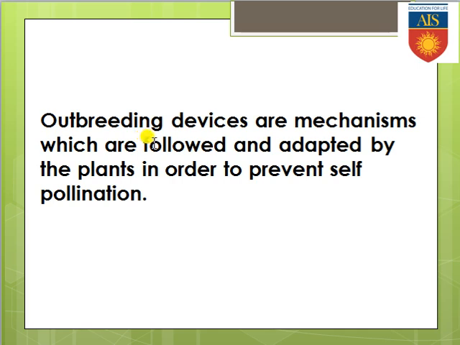So very clearly I am telling you, outbreeding devices can be some mechanisms, some specific kind of procedures, or maybe some tools by using which we can prevent self-pollination between flowers, and we can facilitate or enhance the chances of cross-pollination in the flowers. So these kinds of devices, mechanisms or tools are given the name outbreeding devices. So let's see why we use these outbreeding devices in the pollination process.